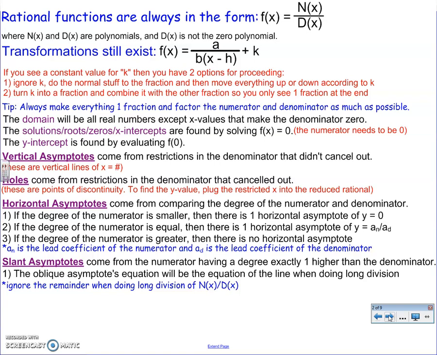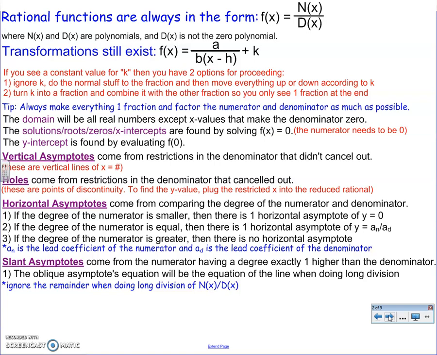Do note for B, you have to flip the fraction when you say horizontal stretch or horizontal compress. Also think of A as the multiplier for the whole thing. You could take that out as a GCF. Anyways, if you see a constant value for K, you have two options. First, you could ignore K, do the normal fraction stuff, and then move everything up or down according to K. Or second, turn K into a fraction, combine with the other fraction, so you only see one fraction at the end, and then do the normal fraction stuff.